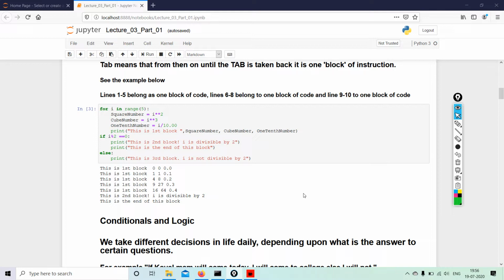If i is divisible by 2, which equals 0, print, this is the second block. Print, this is the end of this block. Else, print, this is the third block. i is not divisible by 2.